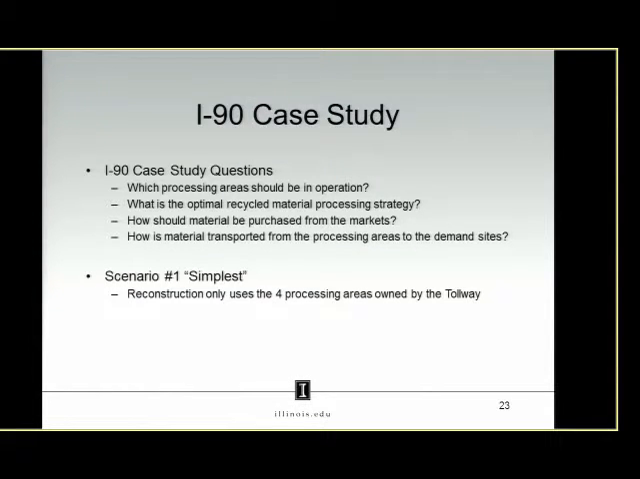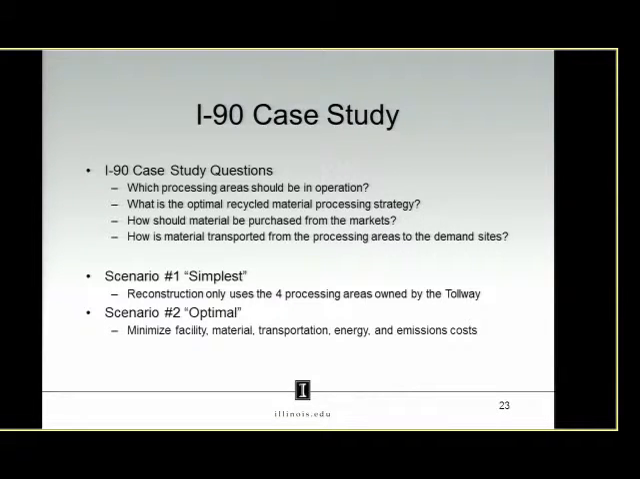So we wanted to make a comparison between 2 scenarios to give a better explanation. Our first scenario, we only used the 4 processing areas that were owned by the tollway. This way, we still ran the model, but we forced the solution to only use these four processing areas since they were free. Our second one is we would minimize facility, material, transportation, energy, and emissions costs, and find out what are the optimal locations for processing areas, and what is the optimal material flow strategy.